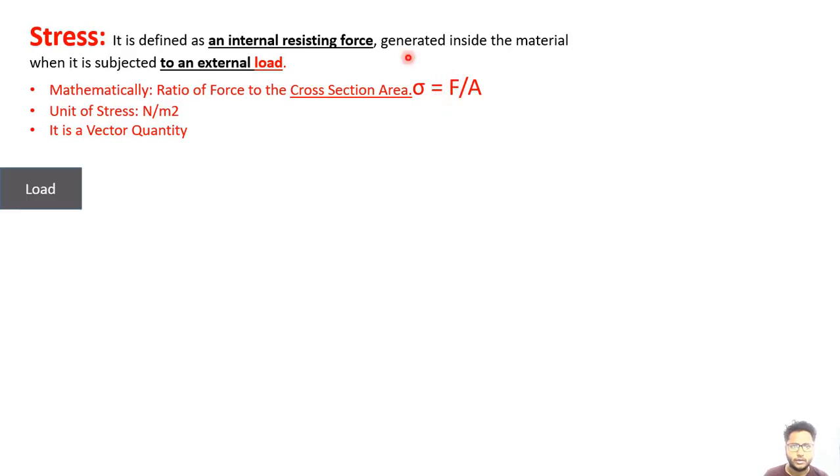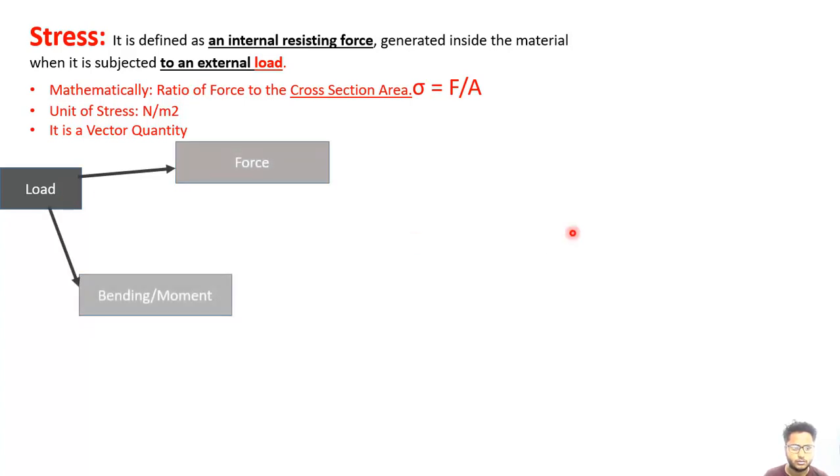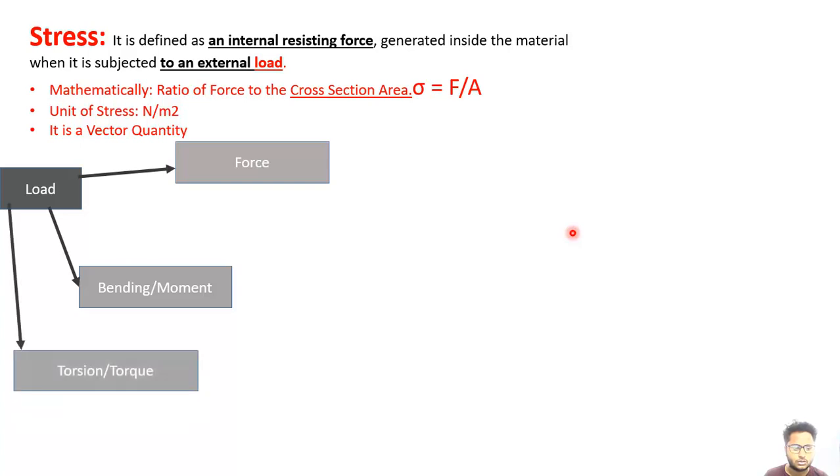We have mentioned load, and there are different types of load. Mainly there are three types of loads. First is known as force, second is known as bending moment, or simply bending, or we can say moment, and third is torsion or torque.